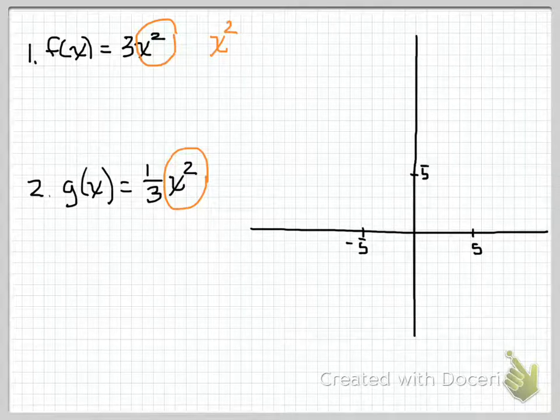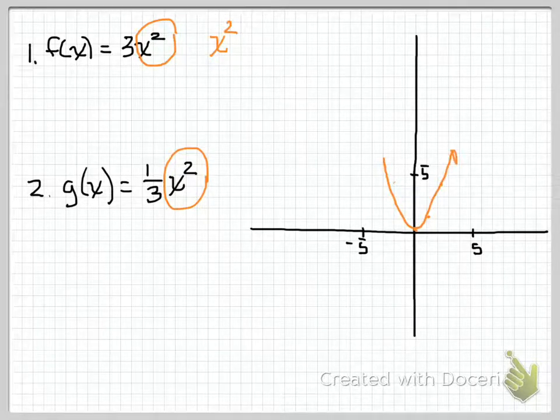If x is 0, we know that y is 0. If x is 1, then y is going to be 1. And if x is negative 1, y is also 1. If x is 2, then y is going to be 4. And if x is negative 2, y is also going to be 4. So our basic shape looks something like this. So that is our parent.